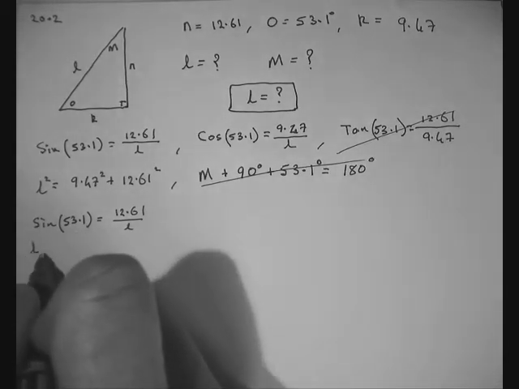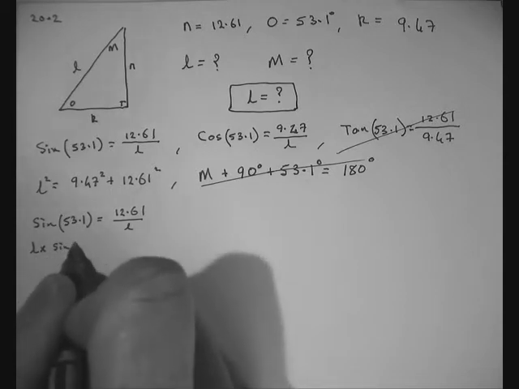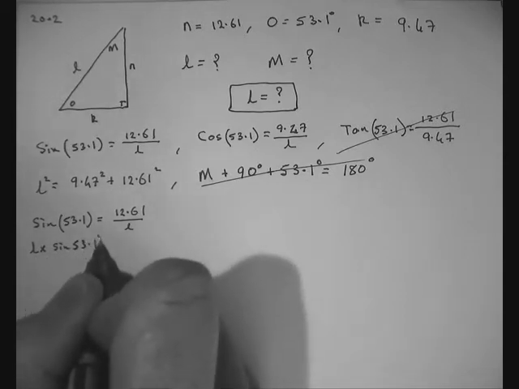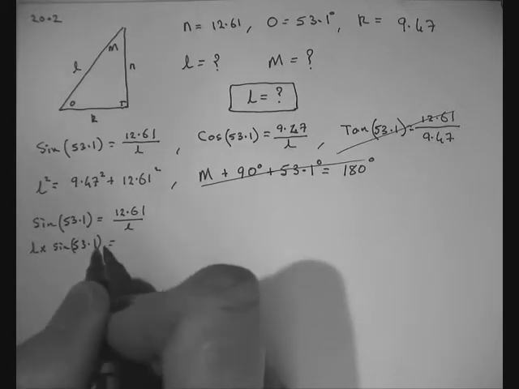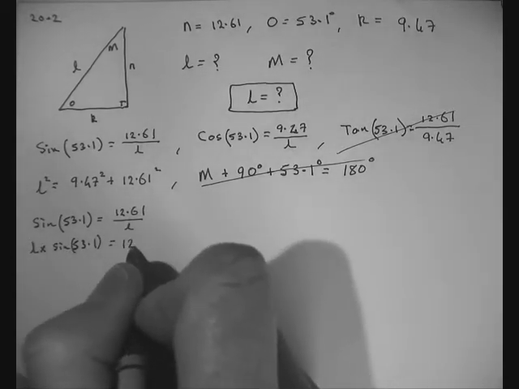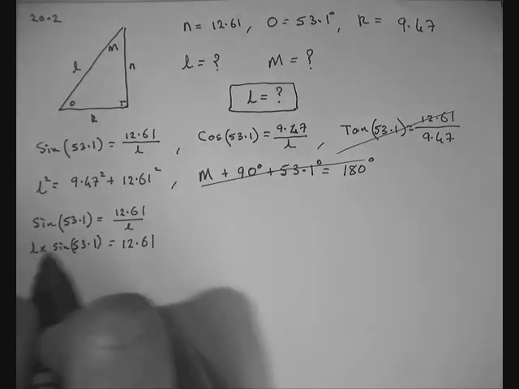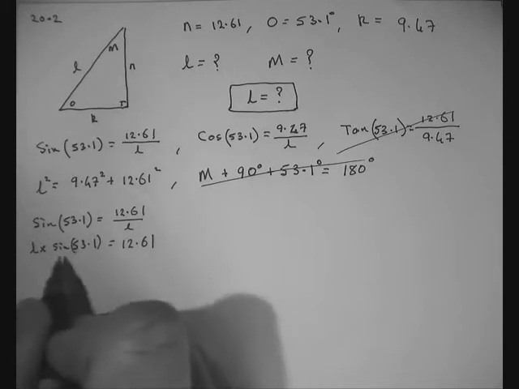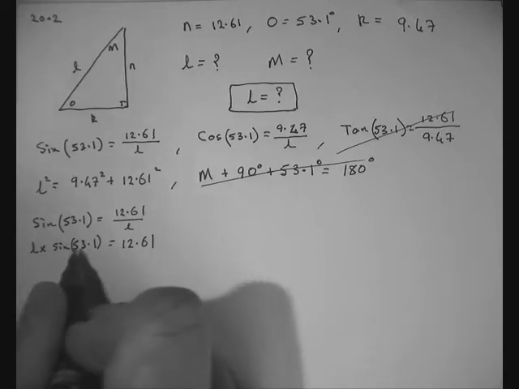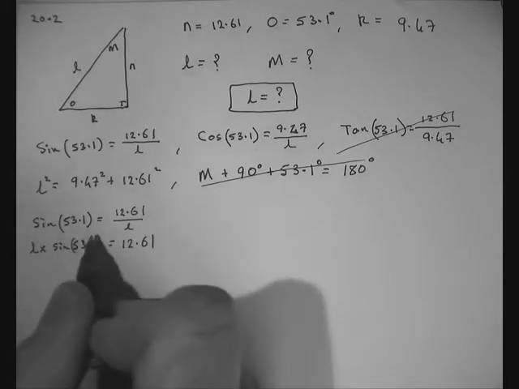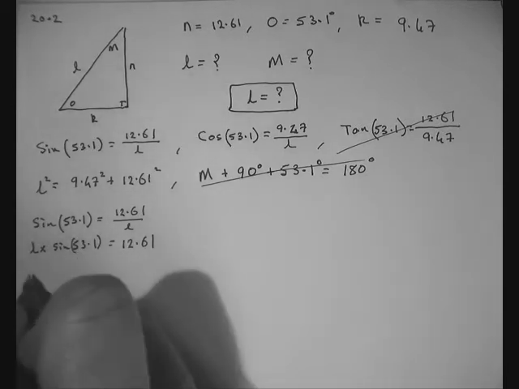So we get L multiplied by sine 53.1 equals 12.61. On this side we have L multiplied by sine 53.1. We don't want the sine 53.1. We want to get L on its own. If we divide each side of the equation by sine of 53.1, it'll cancel here and we'll end up with L on its own here. So let's do that.